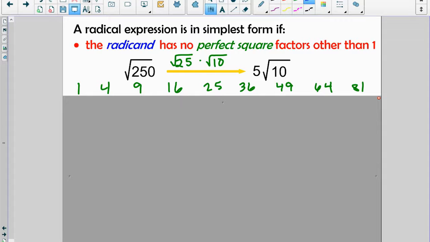And the whole reason why that's helpful is because the square root of 25 is exactly 5, because 5 times 5 is 25. So it ends up simplifying to become 5 times the square root of 10. The square root of 10 can't be simplified because it certainly can't be divided by these bigger numbers. We also can't divide it by 9 or 4. And yes, you can divide it by 1, but notice my rule up here says no perfect square factors other than 1, because dividing something by 1 isn't going to change it.